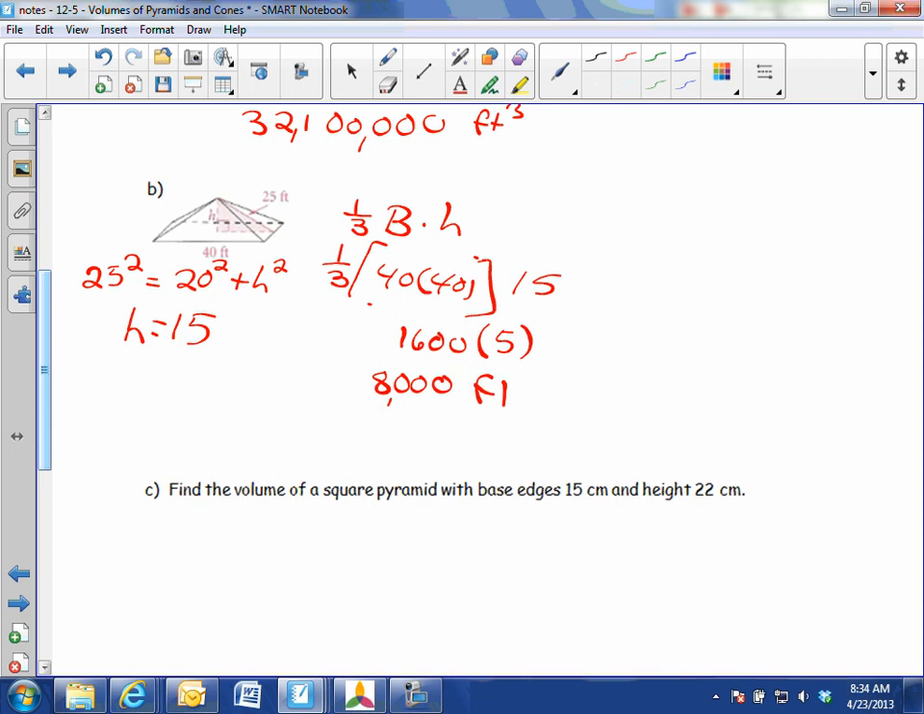And remember, we're talking volume, so our label is cubes, or what we're saying is how many cubes it would take to fill up that shape.